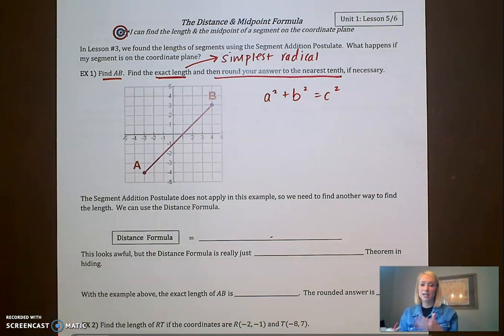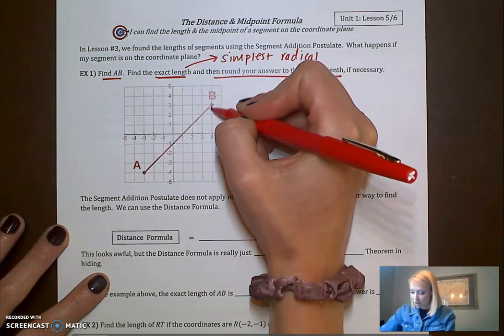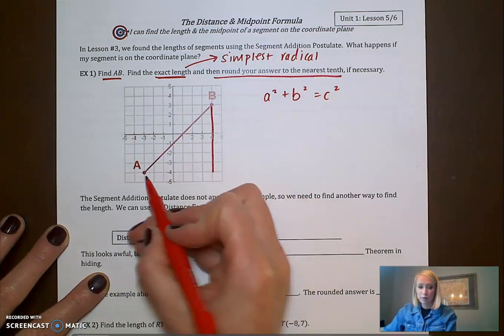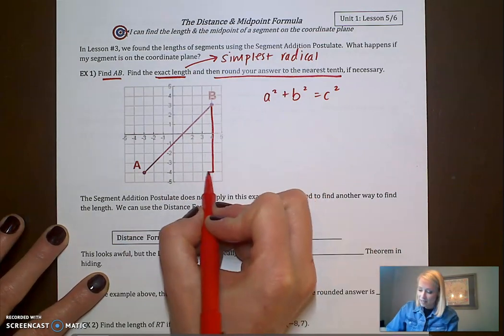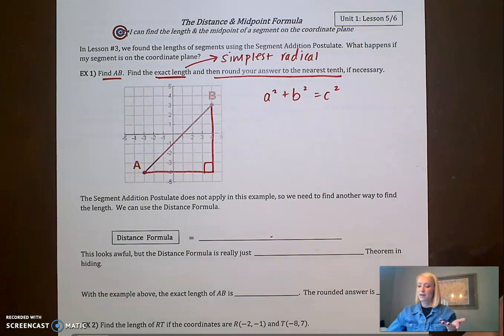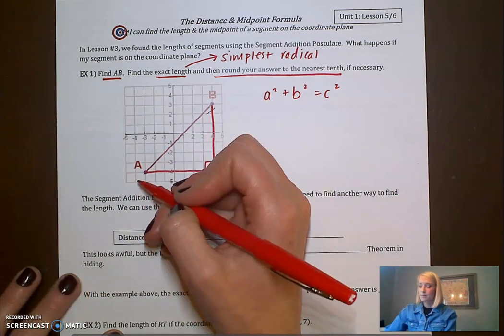I don't see a triangle here. I don't know about you, so I'm going to make one. So I'm going to go to this top point B, and I'm going to drop a vertical piece straight down until I'm level with A. And then I'm going to take that piece over and connect it to A. Now I have a right triangle. So here's how you use Pythagorean theorem. And this is going to get me my answer. How long is that AB segment?